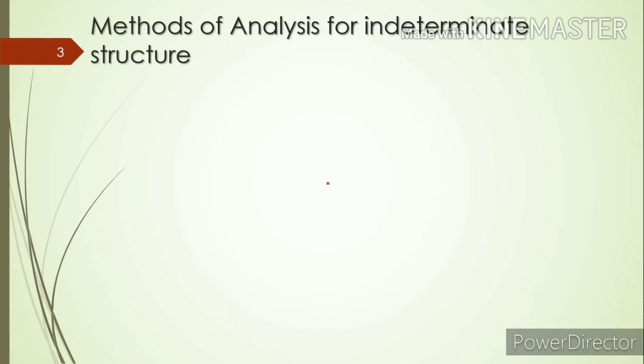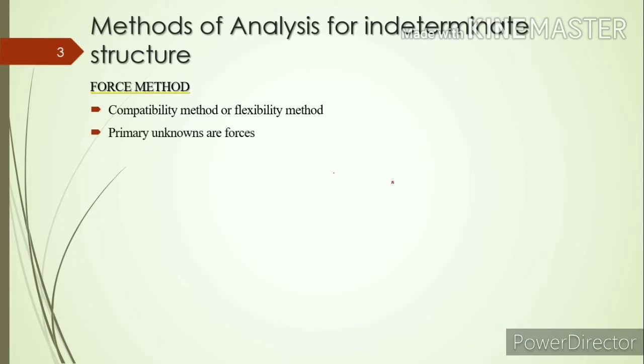The mainly used methods of analysis for indeterminate structures are, first, the force method. The force method is also known as the compatibility method or flexibility method. In this method, the primary unknowns are forces, and it is used when the structure has less static indeterminacy. That is, when the degree of static indeterminacy is less than the degree of kinematic indeterminacy, the force method is used to analyze the indeterminate structure.